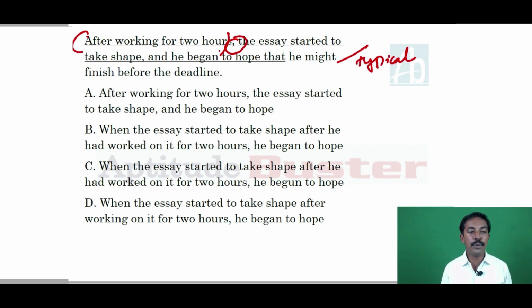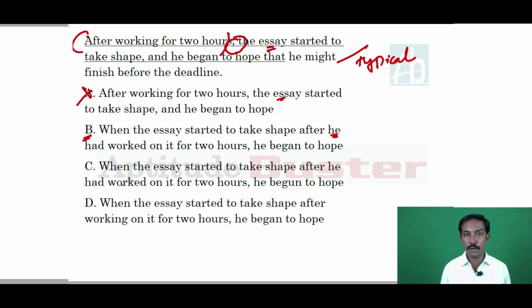Look here, after working for 2 hours, the essay. Going by option A, can the essay work for 2 hours? Ridiculous, right? So it can't be the essay working for 2 hours, it should be a person. So remember this clue and keep this logic while you start exploring the other 3 choices. Look at option B. When the essay started to take shape after he had worked on it for 2 hours, it makes sense because it's a person who can work on an essay for 2 hours.